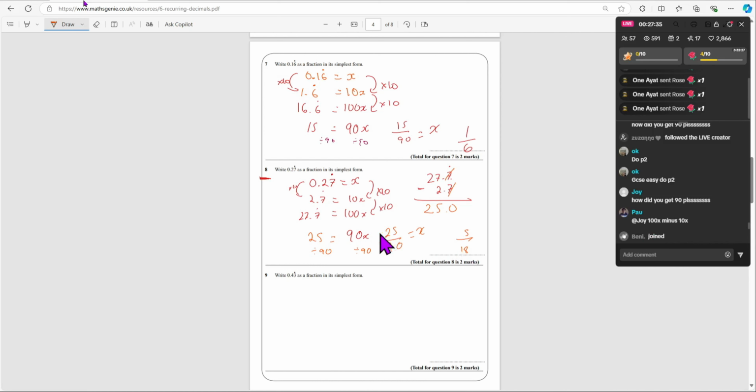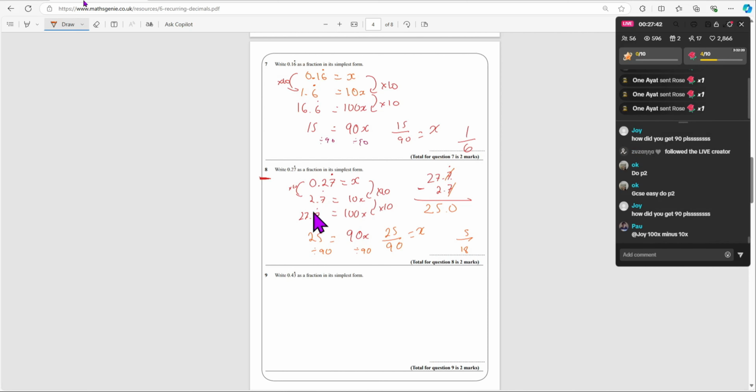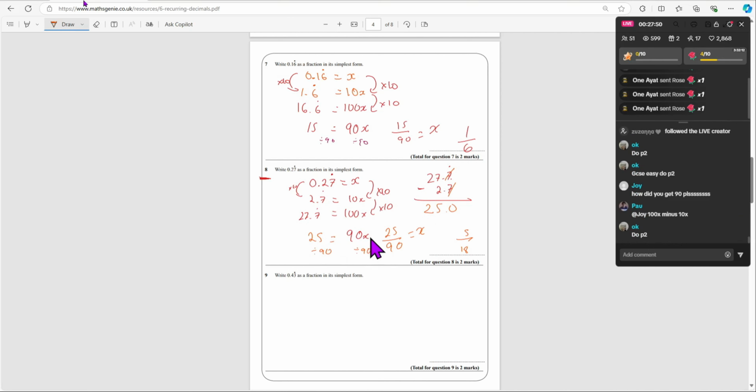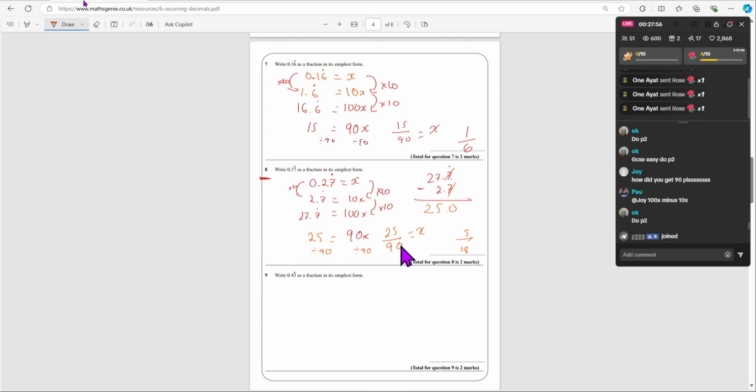How did I get 90? I got 90x because I did 100x minus the 10x, which gives us 90x. So I did the same for the other side. I did 27.7 recurring minus 2.7 recurring. So I got 25. So 25 is equal to 90x. And then you rearrange to find x. x is going to be equal to 25 over 90. So 25 over 90 can be simplified to 5 over 18. Okay?